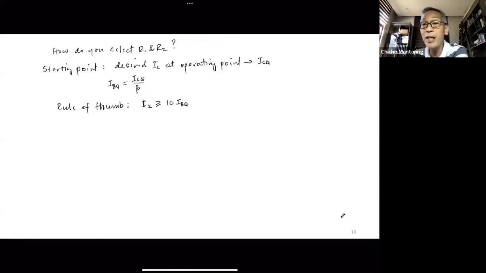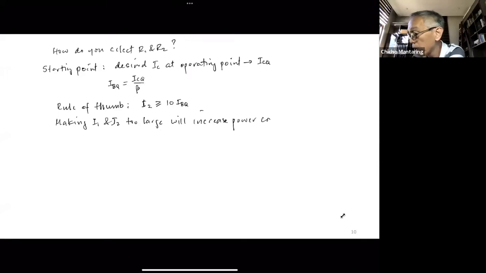Okay, why don't we want it to be higher? We can make I2 higher actually. But remember that the higher the value of I2, the higher the power consumption of the transistor. So making I1 and I2 too large will increase power consumption. And you don't want that.